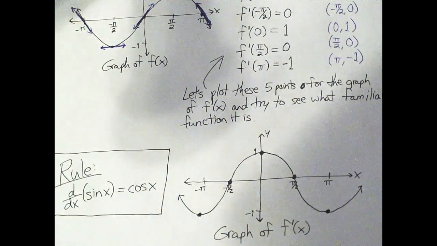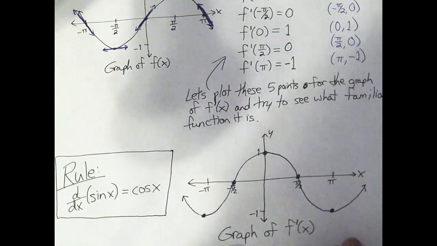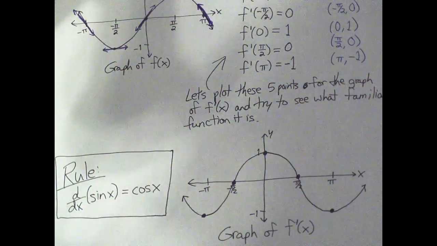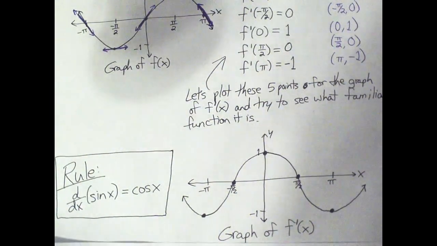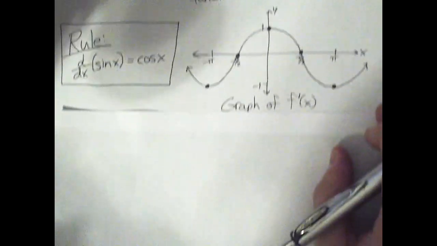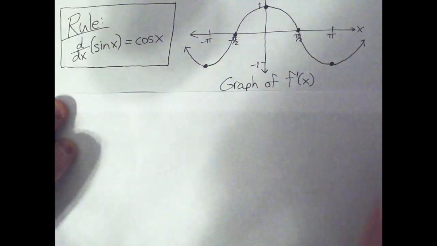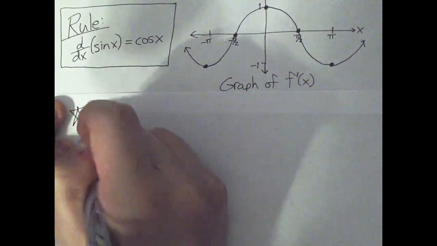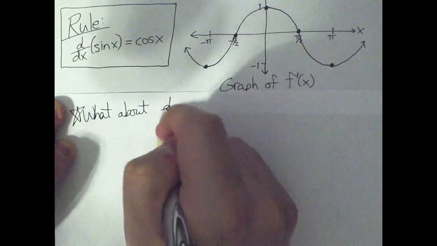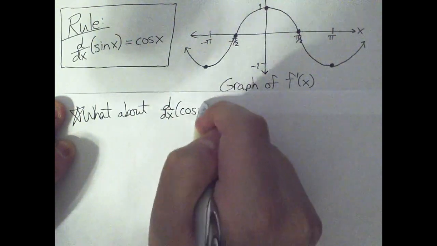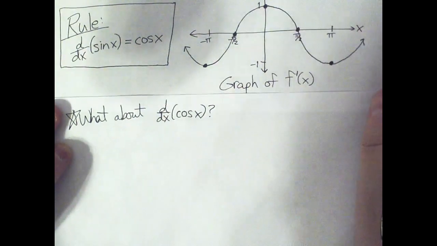Of course, there are other trig functions for us to talk about besides just sine. So we'll move this page in just a moment. Okay, so let's move this page up and let's work a little bit on the next trig function. So we've established a rule for the derivative of sine. And now the question is, what about the derivative of cosine? Seems like a natural question to ask next.